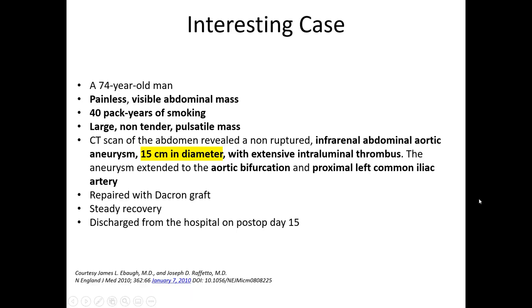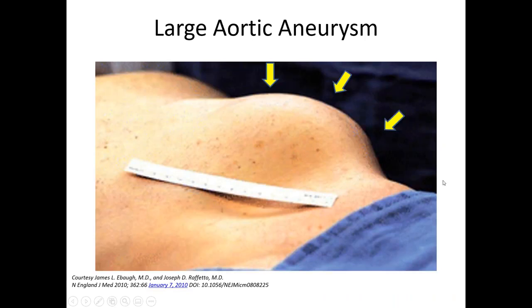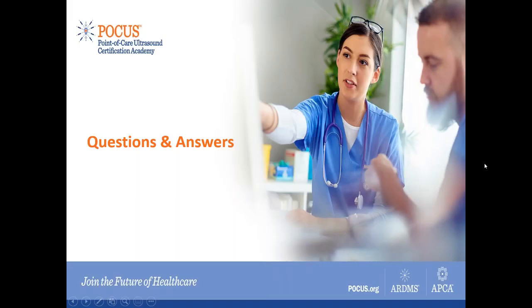Patient was discharged. To give you an idea about what 15 centimeters is, I just took a picture of a dog with a 15 centimeter ball in the mouth. So you can appreciate how big that was, but this doesn't do justice. Let's look at it on the patient. It was so big that you can see this huge pulsatile mass bulging out through the anterior abdominal wall, and it's pulsatile, so it's moving as the patient's heart is beating. So clearly, you should be thinking of an aneurysm if you see something like that. At least rule that out.